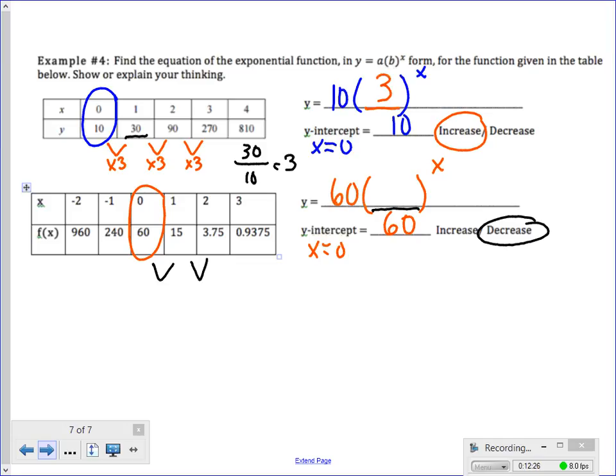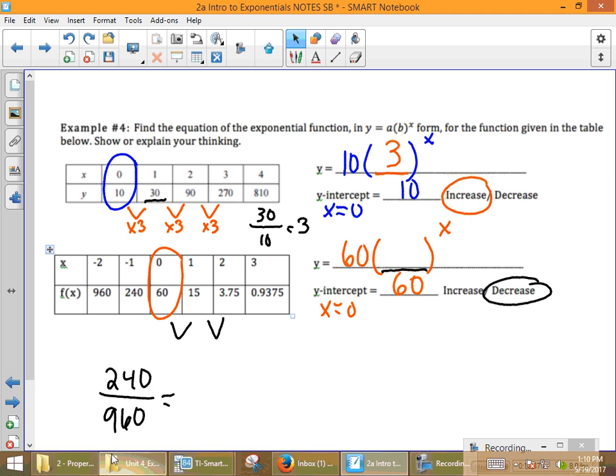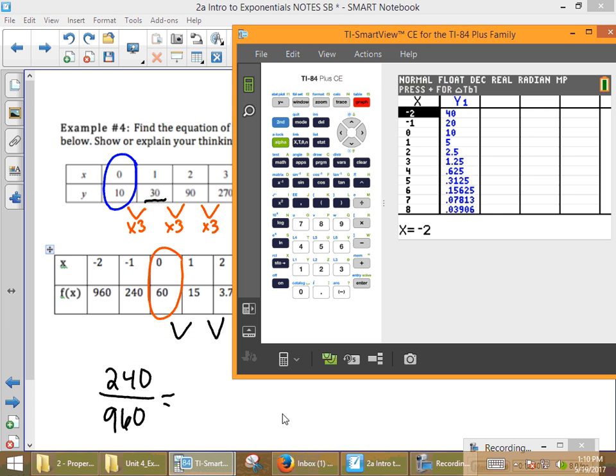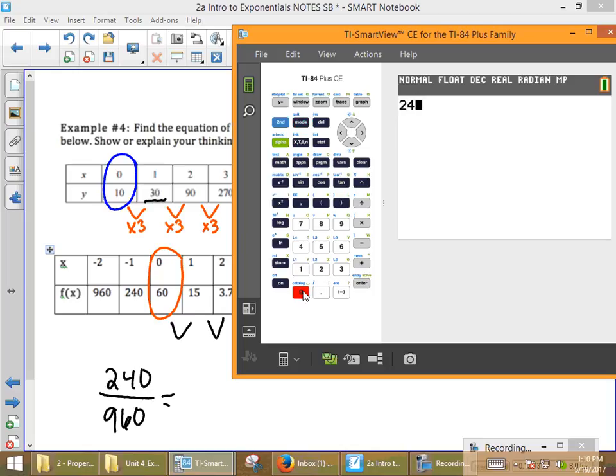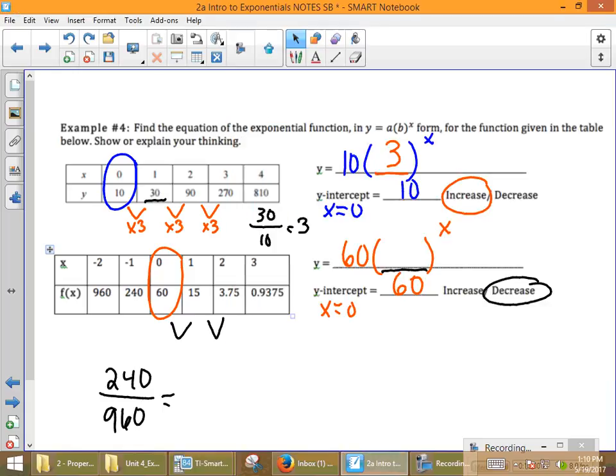Now this one's pretty hard to figure out how I'm going from value to value. So what I would do is take the second term, 240, and divide it by the first term, 960. Let's put that in our calculator and see what we get. All right, so we'll do 240 divided by 960. I get 0.25, 1/4. Now let's double check that that's right. If I take the next term, 240 times 0.25, I end up with 60, which is the third term. All right, so those are all good things. That tells me that my growth rate is 0.25, which is going down.